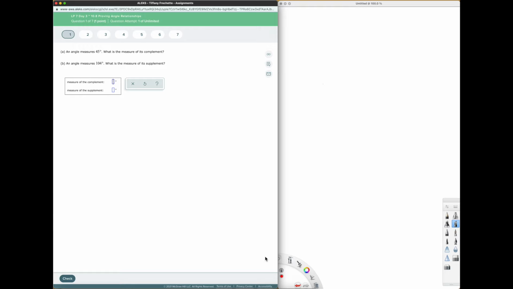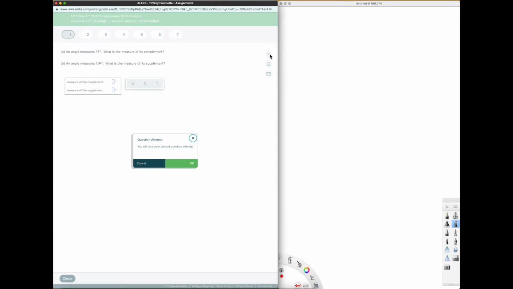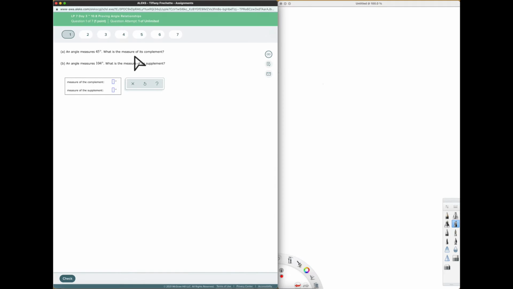All right, now let's look at the side here. We have explanation, example, and message center. So explanation tells us we're going to lose our current question attempt because it's going to give us the answer or solution to this question. So it's not going to give you the answer and then let you come type it in.